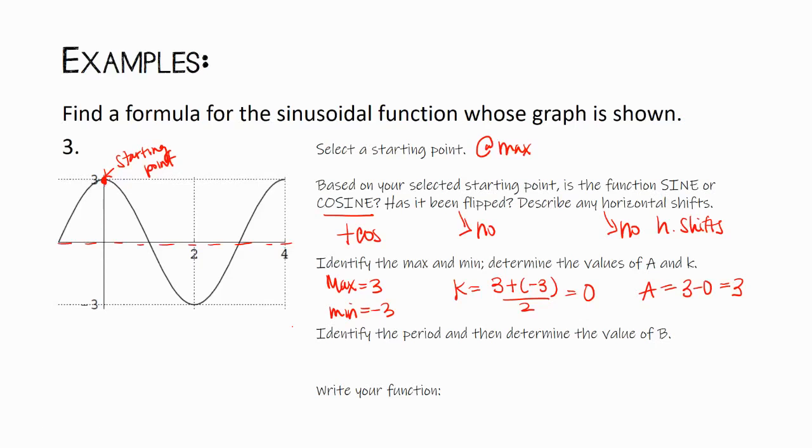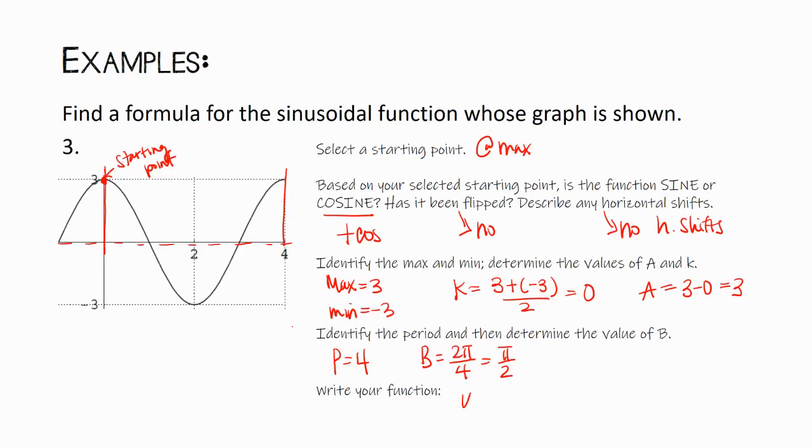Now we need to find the period. So we could go from max to max because that would be one time around. Think of riding on your Ferris wheel, going from the top to the top. And so we're going to find the period, which is 4 on this graph. That's the easiest place to use to find the period. And then we need to find the B value, which is 2 pi over the period, or pi over 2.